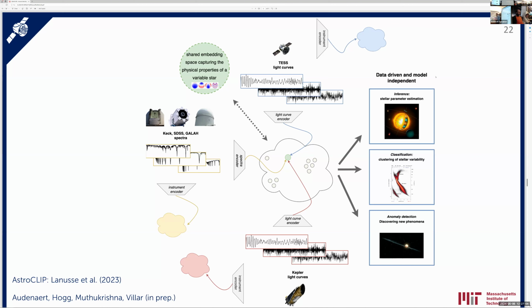And the idea is that this embedding space actually captures the physical properties of the variable star as well. So you can actually use this to do multiple downstream tasks. Specifically, we're interested in the stellar parameter estimation, for example, those near co-rotation rates, or you can also use it for clustering of stellar variability if we actually optimize this latent space for that. And here, as I'm showing, we actually add instrument encoders as well. So once we have these light curves, we need to disentangle the instrument part from the actual physical part as well. And this is, as I said, quite important for TESS because there are still so many instrumental characteristics in that.